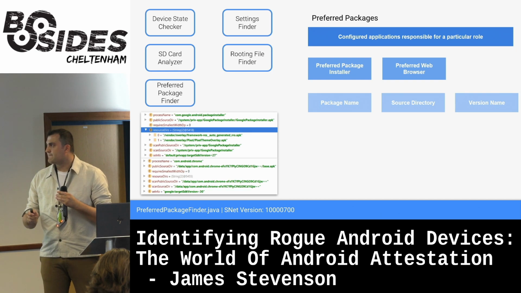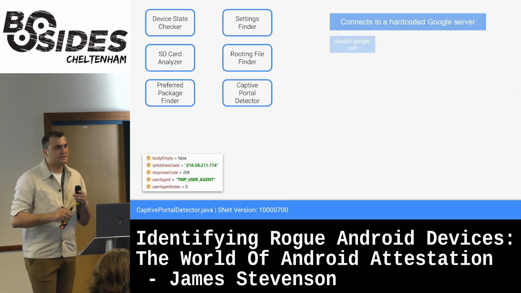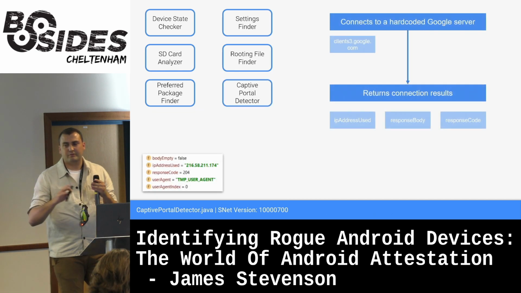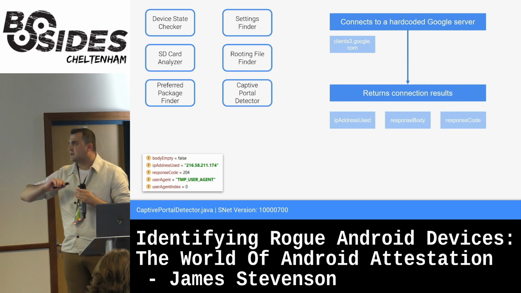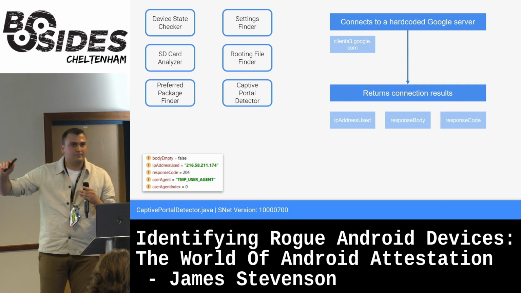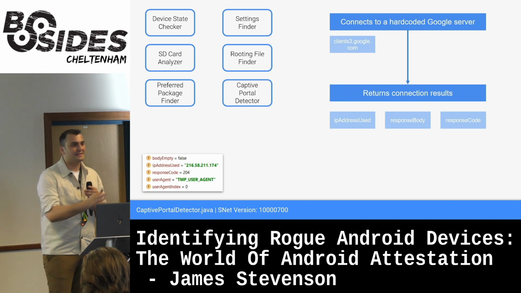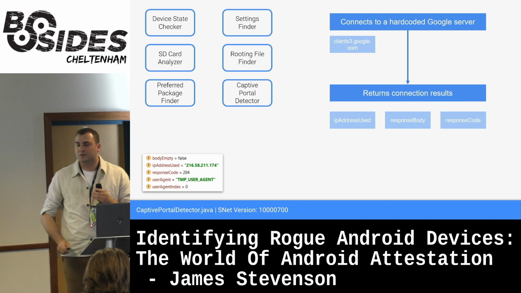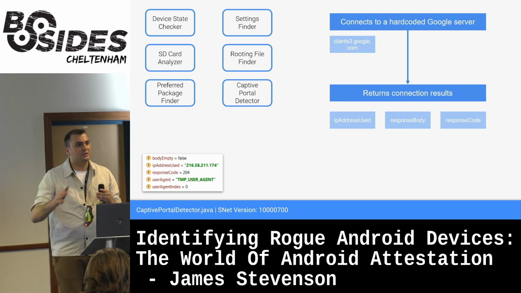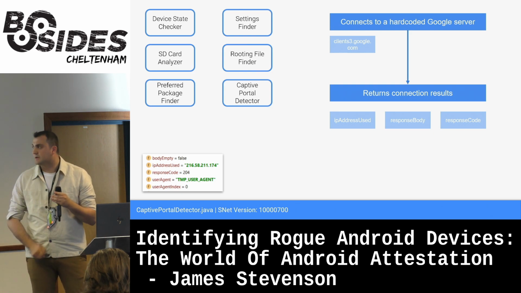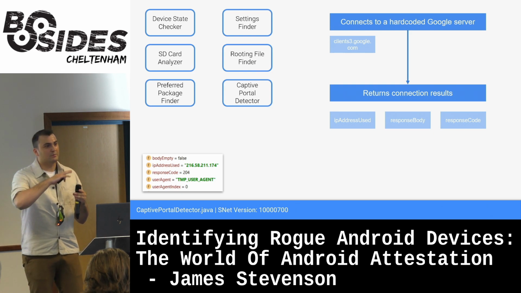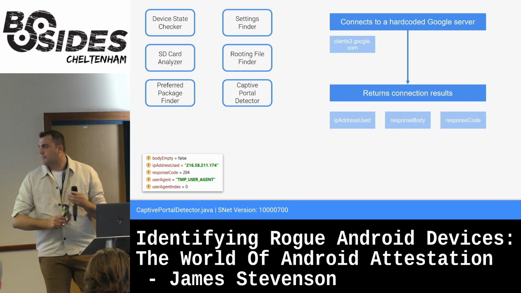The final module that we're going to look at today is the captive portal detector. Again, a fairly simple one. What this does is it reaches out to a known Google server, takes whatever it receives back, and sends it over to the analysis server. Presumably, the analysis server knows what that initial server should be returning. And so it's able to identify if there's something between the device and the internet.